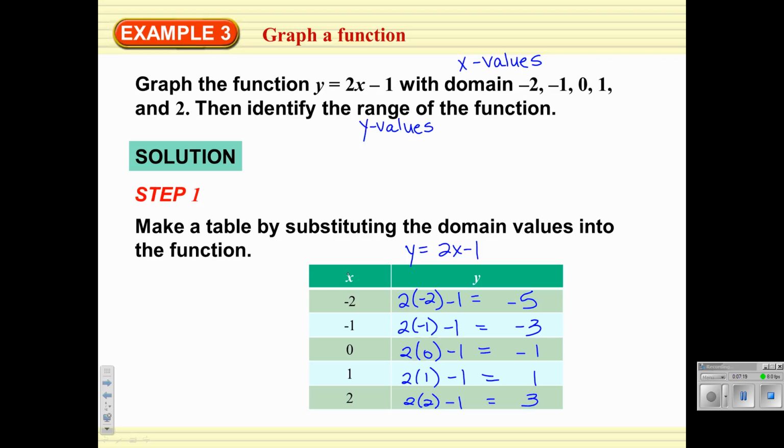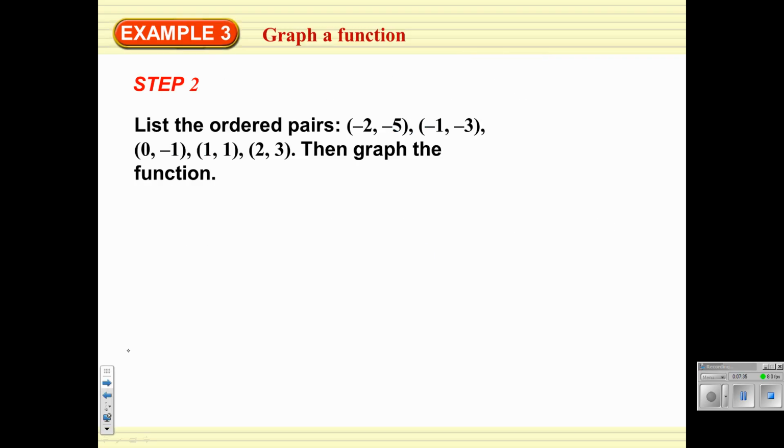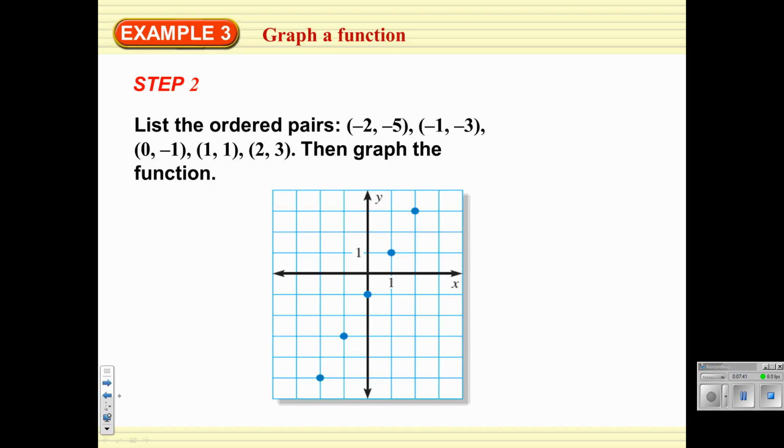So here is our domain, here is our range, and we're going to make coordinate points out of those. So we're going to take these points. Here's a coordinate point, (-2, -5), (-1, -3), (0, -1). So those are going to be our coordinate points that we actually graph. So here they are listed as coordinate points or ordered pairs. And we're going to graph those. So here they are graphed.